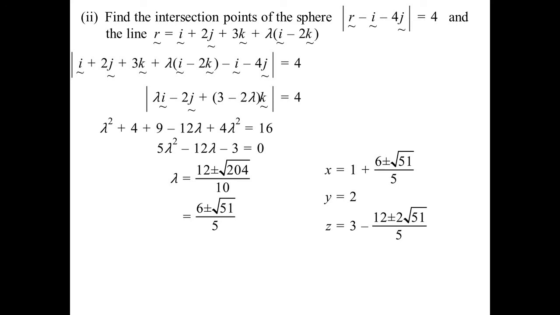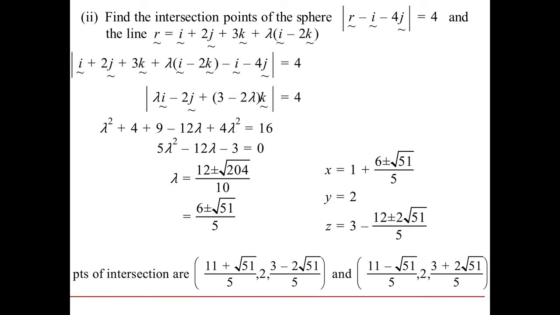The z, now I'm looking at the k's, 3 minus 2 lambda. So 3 minus 2 lambda, I double my (6 plus or minus root 51) on 5. So the 2 points, there they are. One is (11 plus root 51) on 5, 2, (3 minus 2 root 51) on 5, and the other one. I can't read that all out. Why did I pick such horrible numbers?